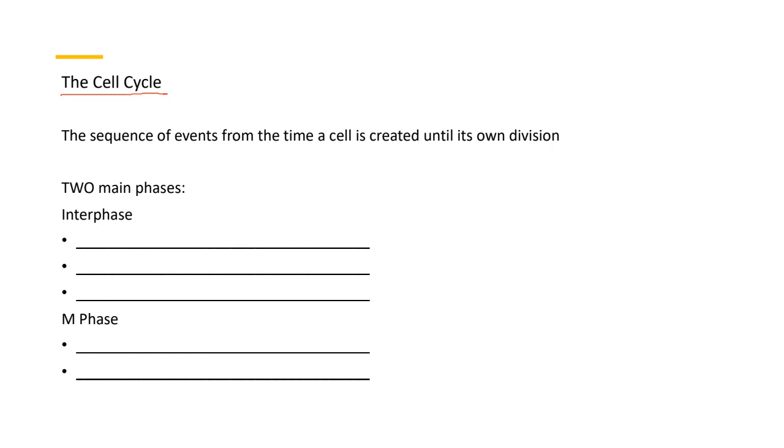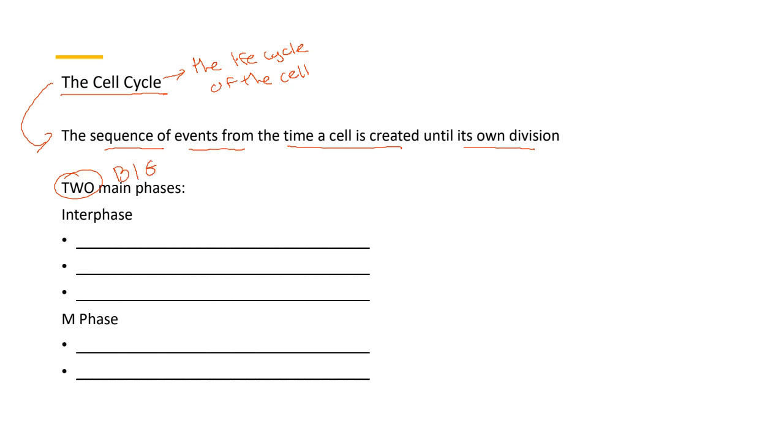Let's talk about the cell cycle, which is pretty much the life cycle of the cell. Just like you have a life cycle, from birth to goodbye, so does the cell. The cell cycle is the sequence of events from the time a cell is created until its own division. We're going to separate this into two main big phases, because eventually we'll have subphases.